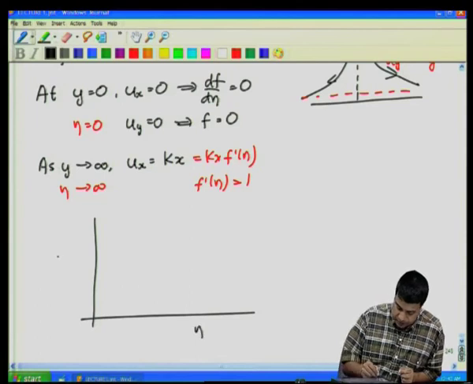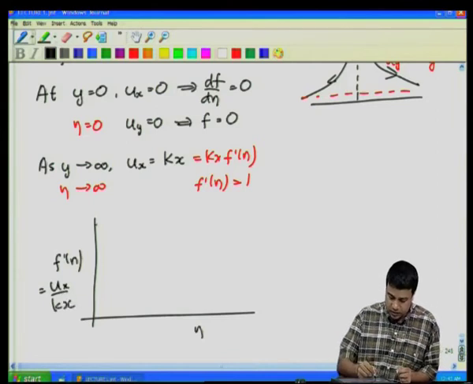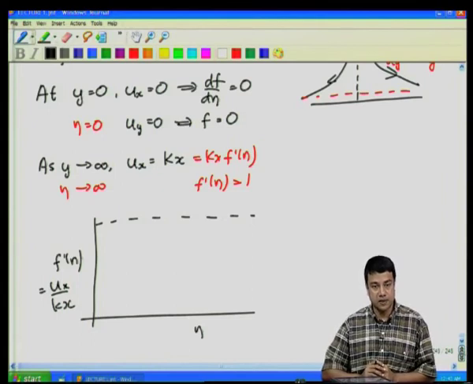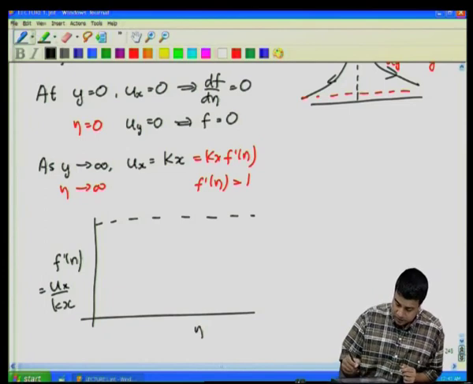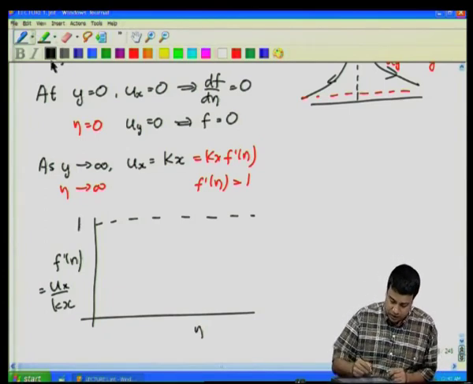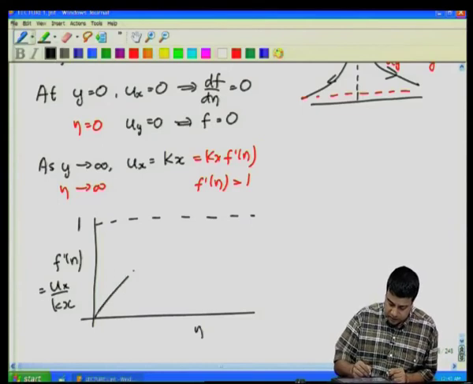eta times f prime of eta, which is equal to u x by k x. You have a free stream velocity. Note that now u x is being scaled by a factor that is dependent on x. So, in the limit as eta goes to infinity, I should recover the value of 1 here. The actual numerical solution that you get will look something like this.